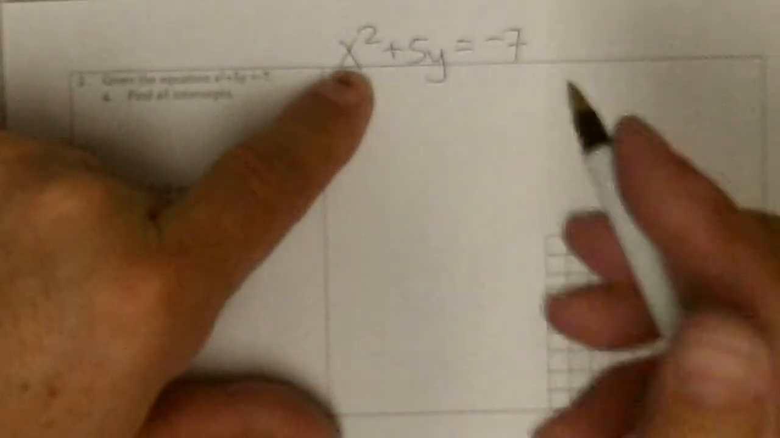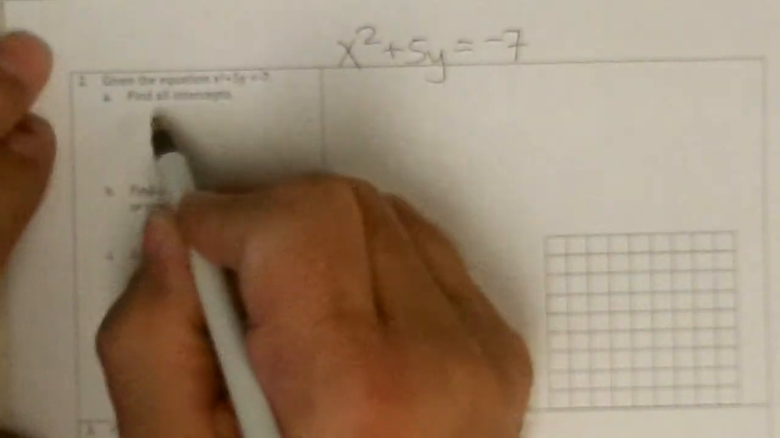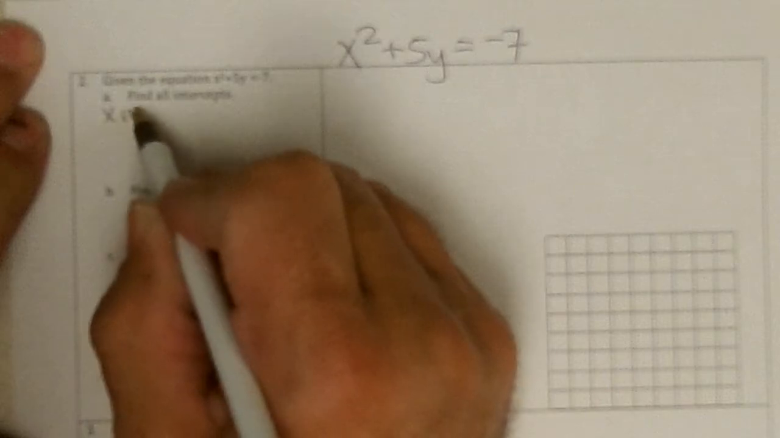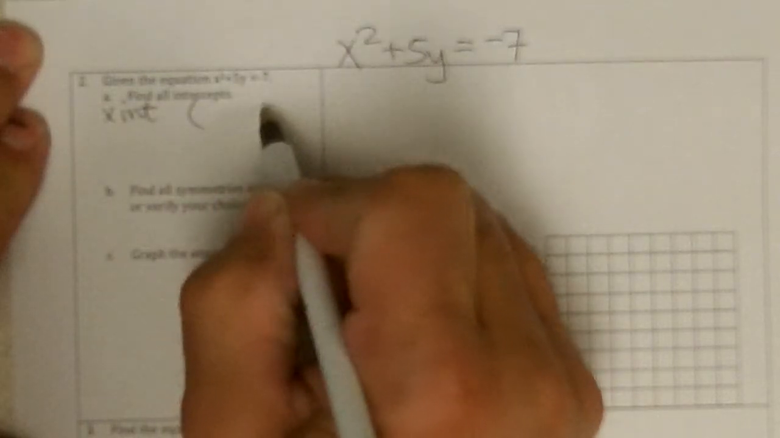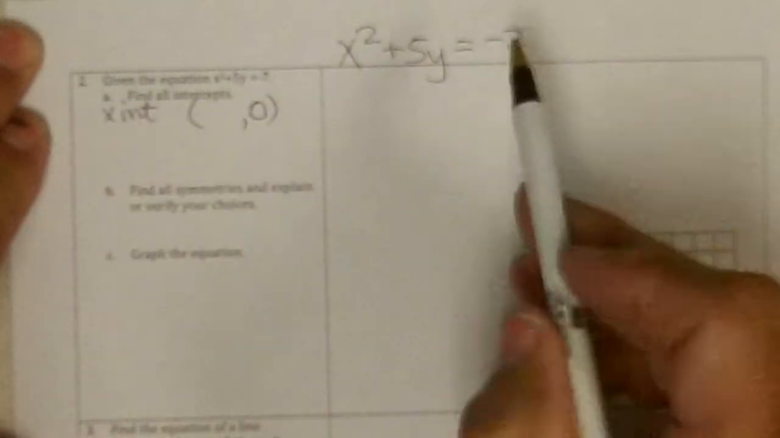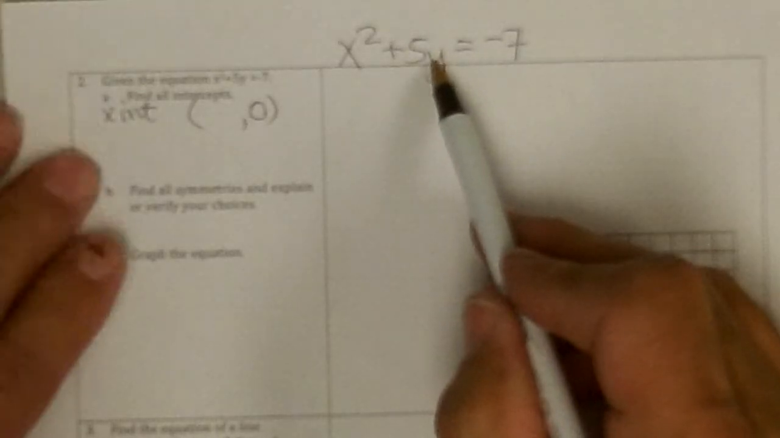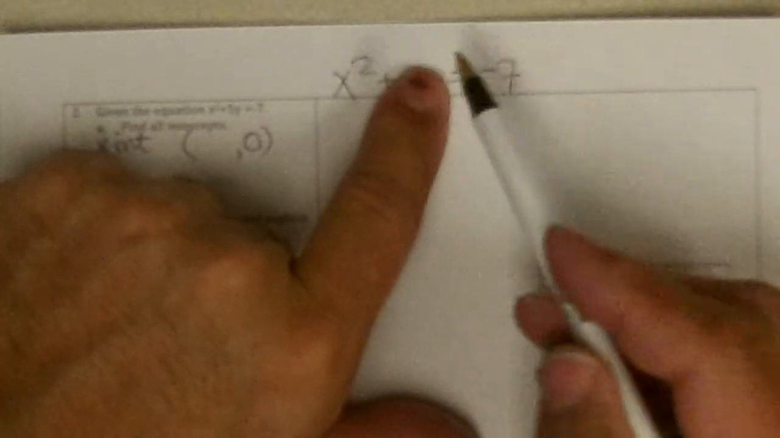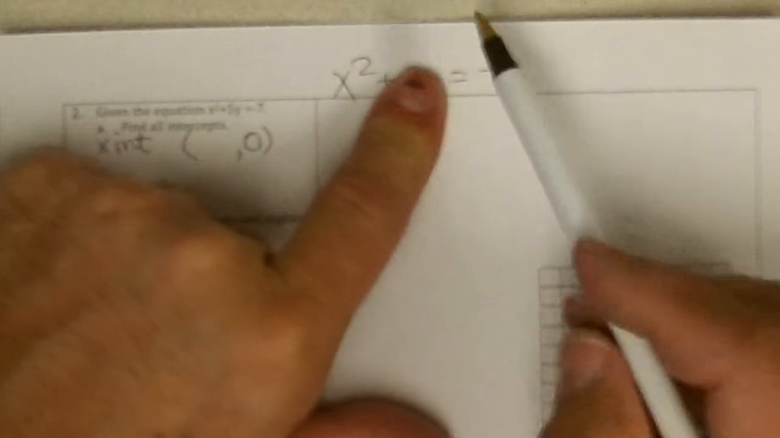Page 2. Find all intercepts. So if I have x squared plus 5y equals negative 7, if I want to find the x-intercepts, I make y be 0. And if y is 0, 5 times 0 is 0. And so I'd have x squared equals negative 7.